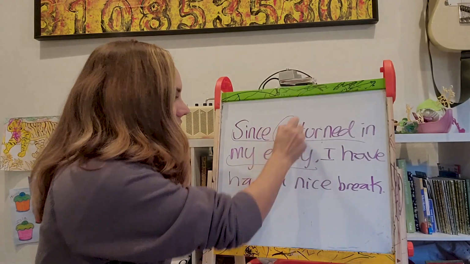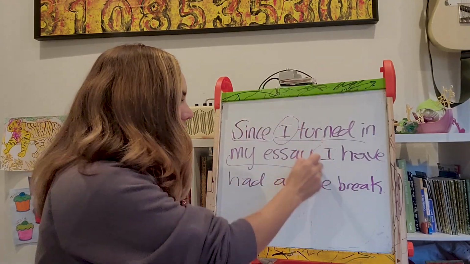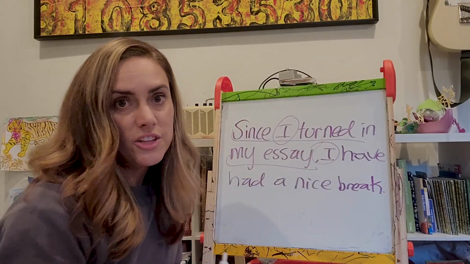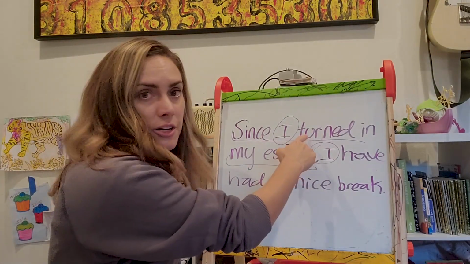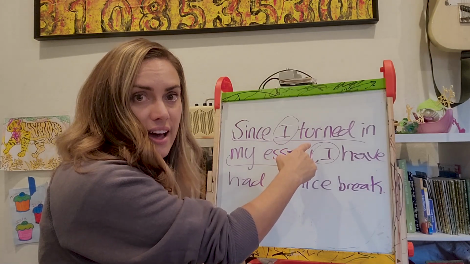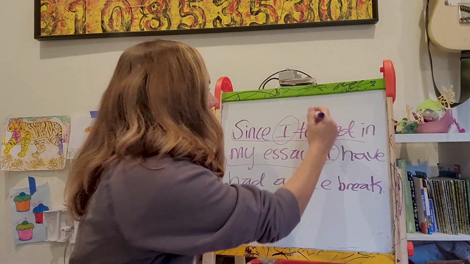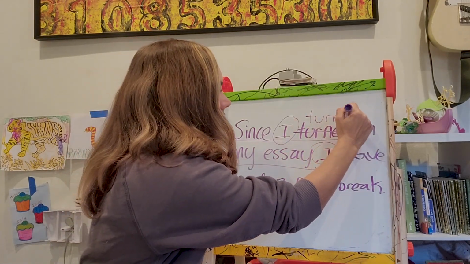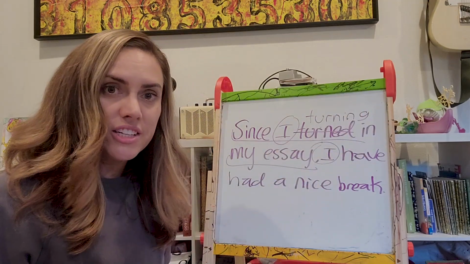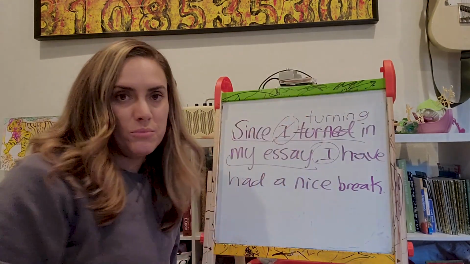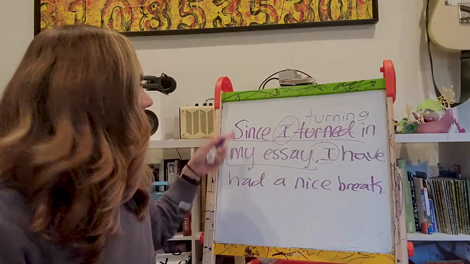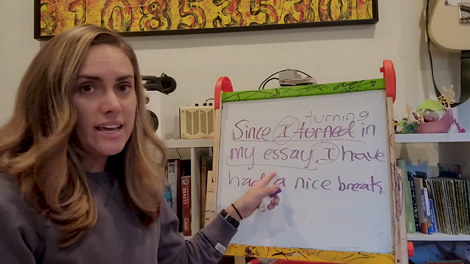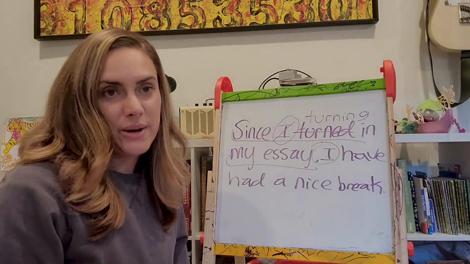The subject of the adverb clause and the subject of the independent clause are the same person. So that's the first check. Now look at the verb. We just need to make sure that's in the ing form. So change it to "turning." And then what else do we need to do? Take out the subject of the adverb clause, and now we have a reduced adverb clause. Since turning in my essay, I have had a nice break.